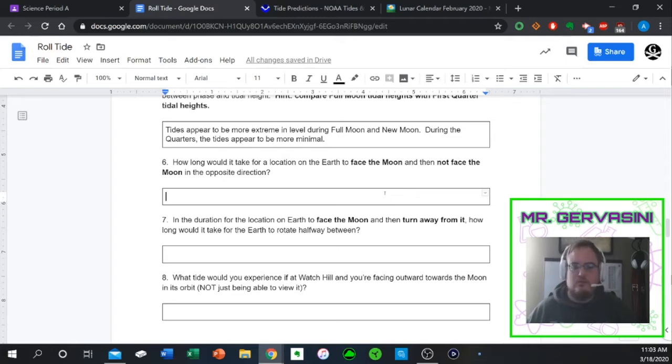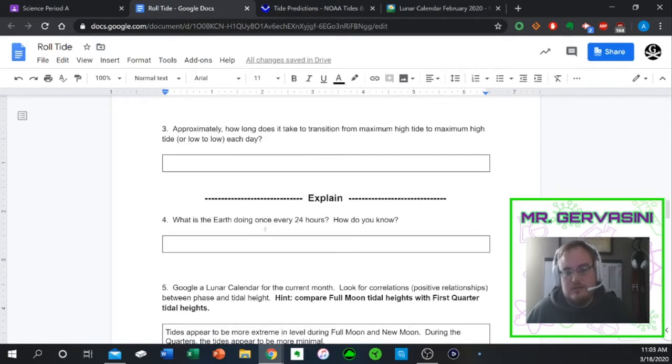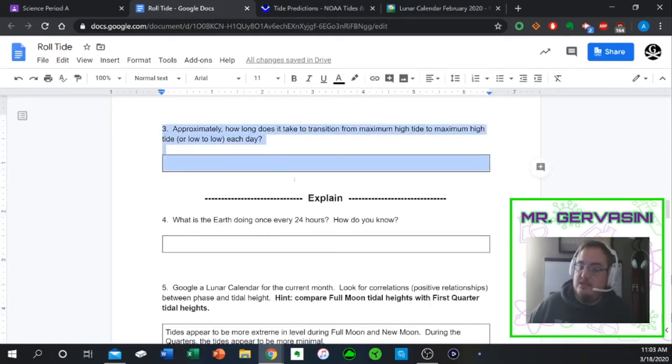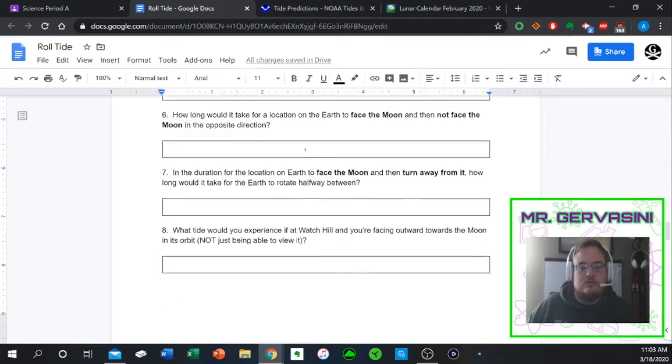Well, how long does it take the Earth to rotate? 24 hours. Well, what's half of 24? It's 12. So it would take 12 hours for you to face the moon and then not face the moon. Okay? Which is kind of interesting because where else do we see 12 hours? Right here. How long does it take to transition from high tide to high tide? Okay?